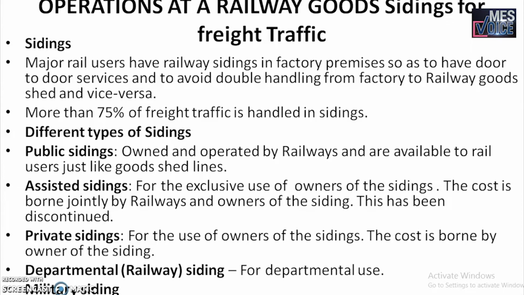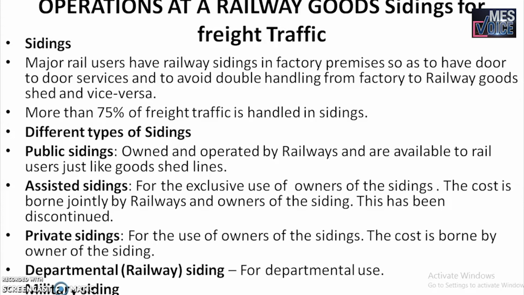The next area is operations at railway goods sidings for freight traffic. What does siding mean? It is an extra railway track which is put alongside the main railway track. The main use of the sidings, I'll show you in a video which explains how sidings actually work. Major rail users have railway sidings in factory premises so as to have door-to-door services and to avoid double handling from factory to railway goods sheds and vice versa. A siding is mostly used for the loading and unloading of goods to the factories. That means railway sidings will be laid nearby a factory. So if the particular train can park in the railway sidings, then they can dispatch their goods to the factory, so that a huge amount of handling can be saved.